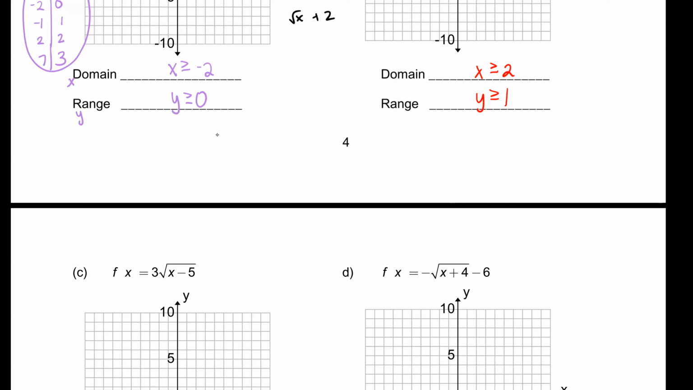Okay, ready? What does x squared look like? It's a parabola, it's a U. What about if I say negative x squared? It flips. So ready? What does the square root of x look like?